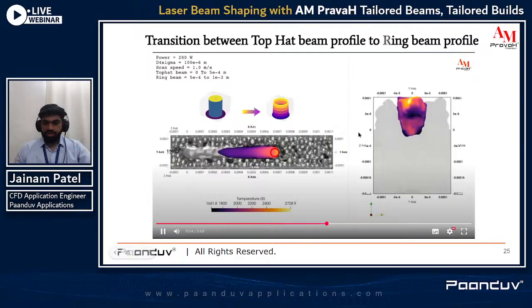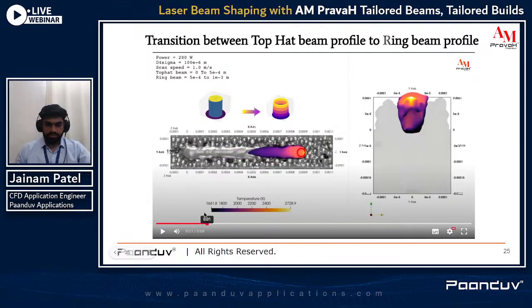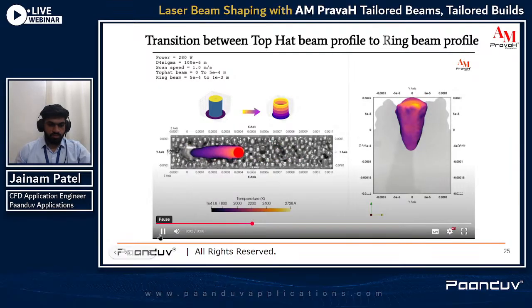On the top hat beam, we can see that it's a U shape profile, and it has a very high depth, which is around 60 to 70 micrometers, and its heat distribution is only on the lower part on the z axis, and its wider part is not so much there.